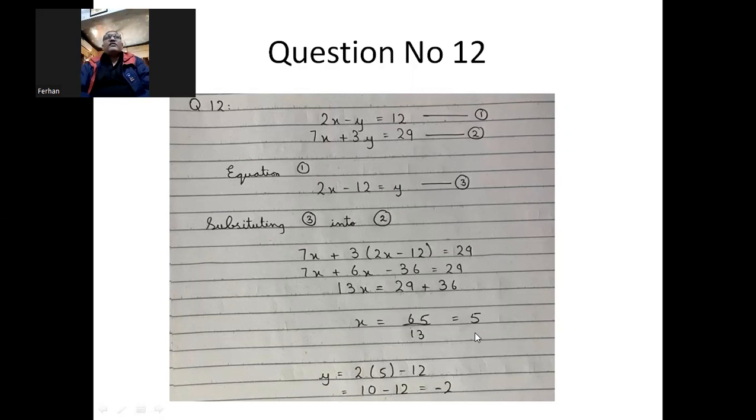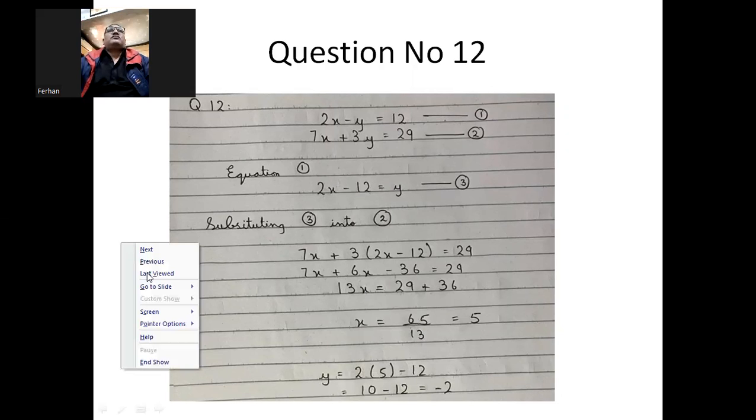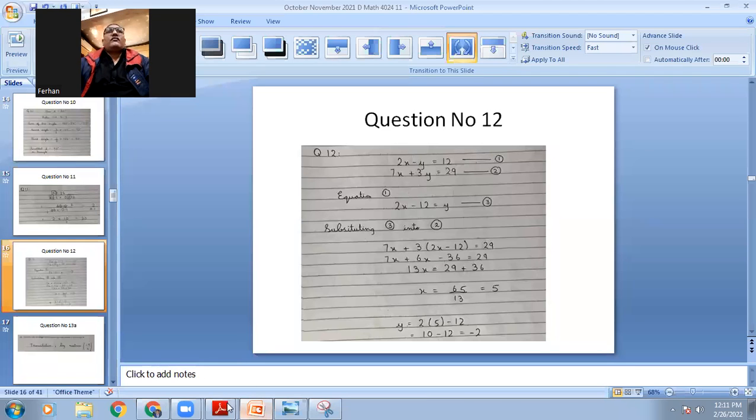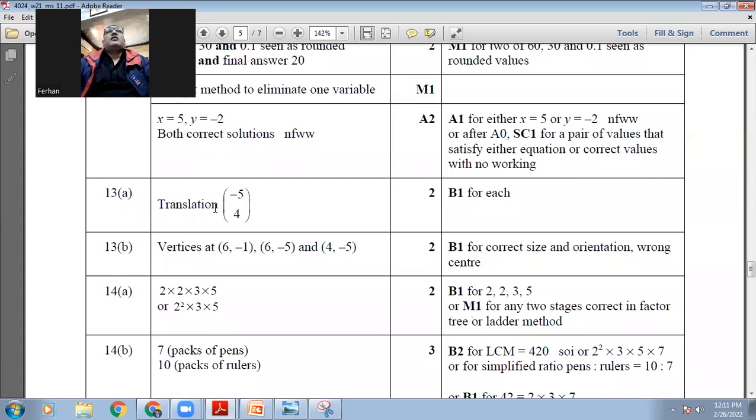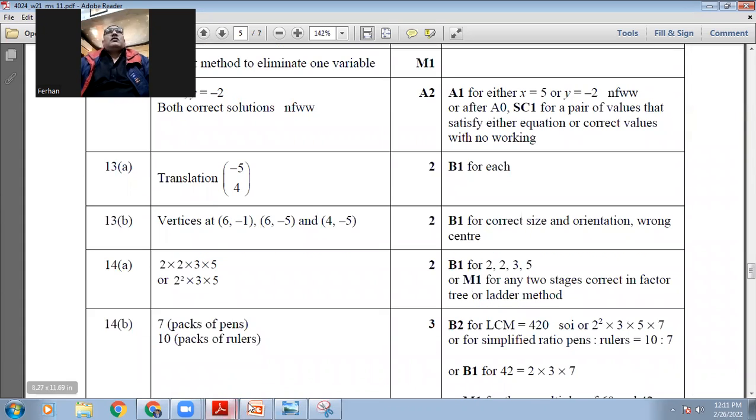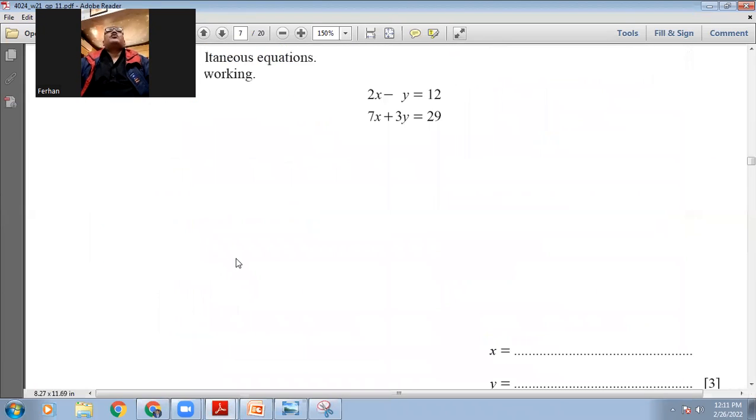Once you have the value of x, put that value of x in this third equation. So you will have y equals 2 into 5 minus 12. That's 10 minus 12, and that will be minus 2. So it means the value of x is 5 and the value of y is minus 2. So let's have a look at the marking scheme, 5 and minus 2. So our answer is right. Okay, so let's go to the next question.